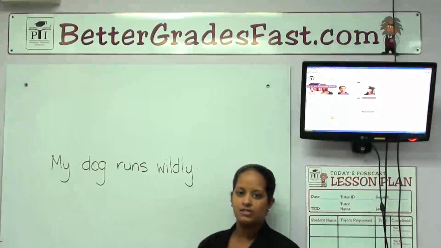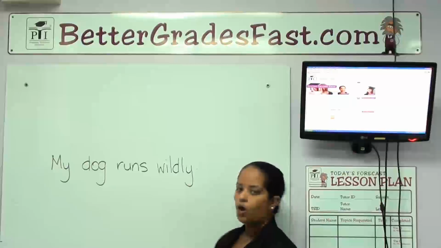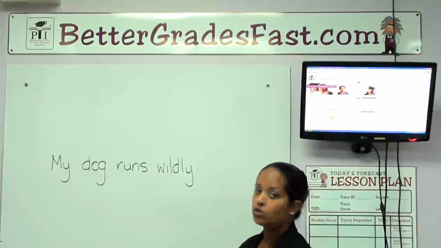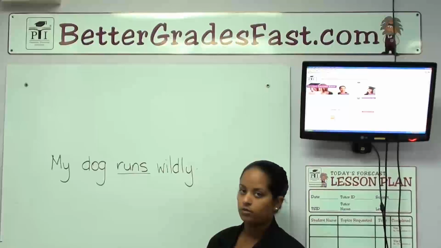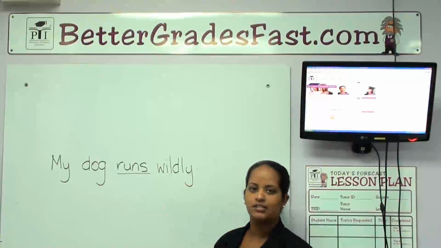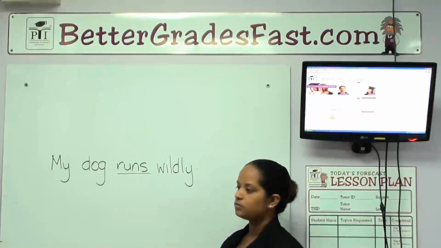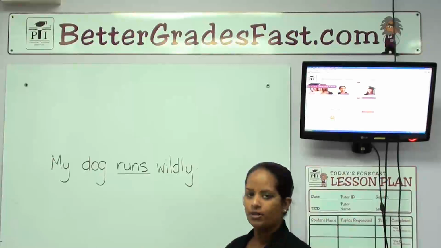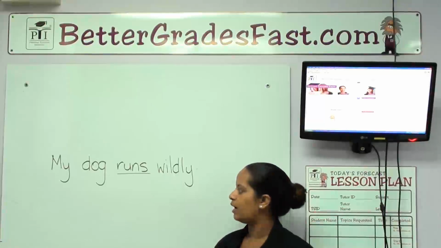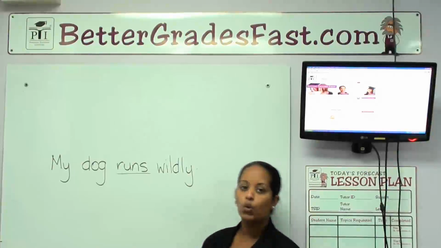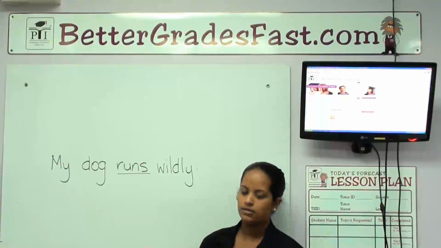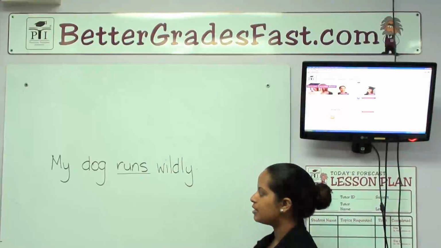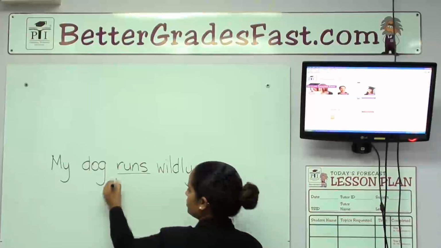My dog runs wildly. What is the verb in this sentence? The verb is runs. That's the action word. We know the subject is my dog. We now need to figure out if the verb runs is transitive or intransitive. If we ask who or what after runs, let's see what will happen. My dog runs who? No answer. My dog runs what? No answer. Therefore, runs in this sentence is intransitive.